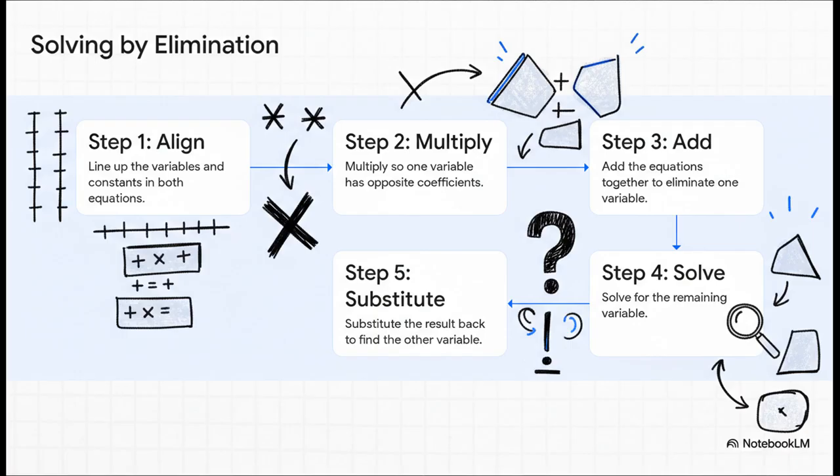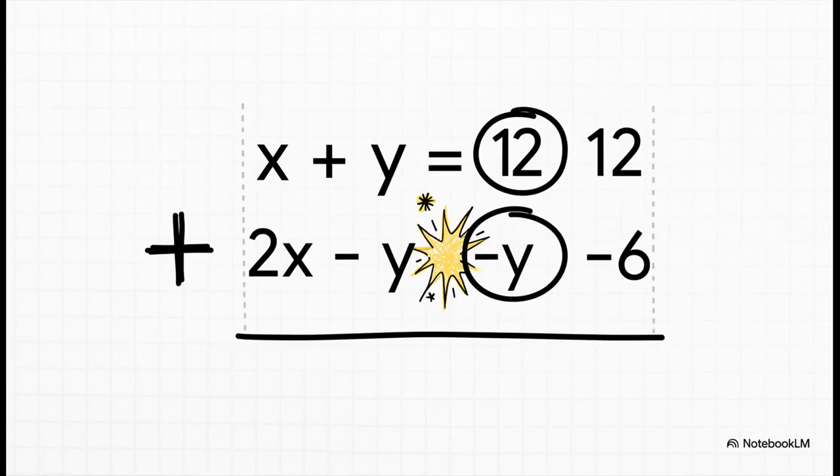The goal here is to get the number in front of one of the variables, that's the coefficient, to be the exact opposite in each equation. Like a plus 2y on top and a minus 2y on the bottom. Why? Because when you add those two equations together, that variable cancels out. It gets eliminated.